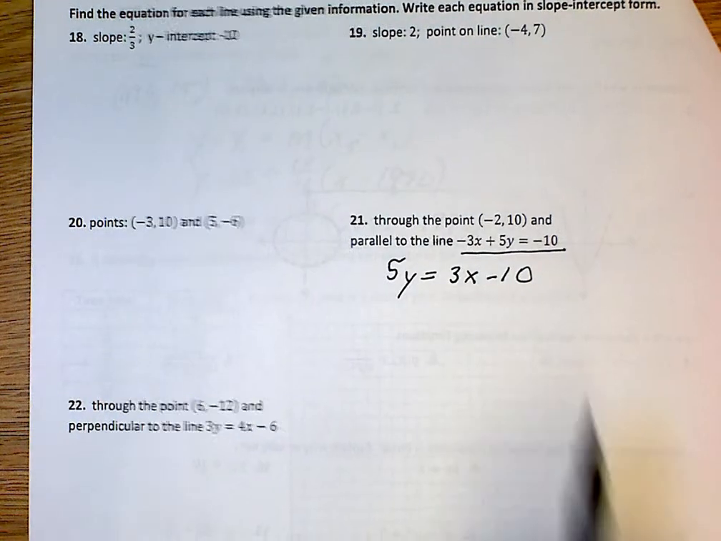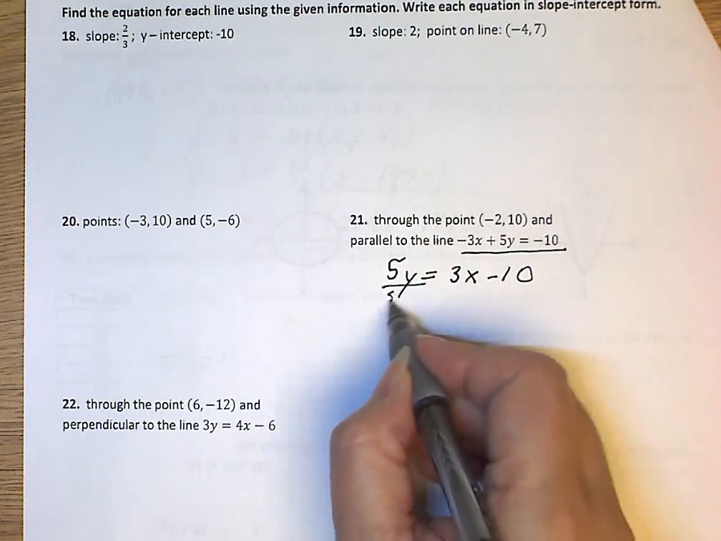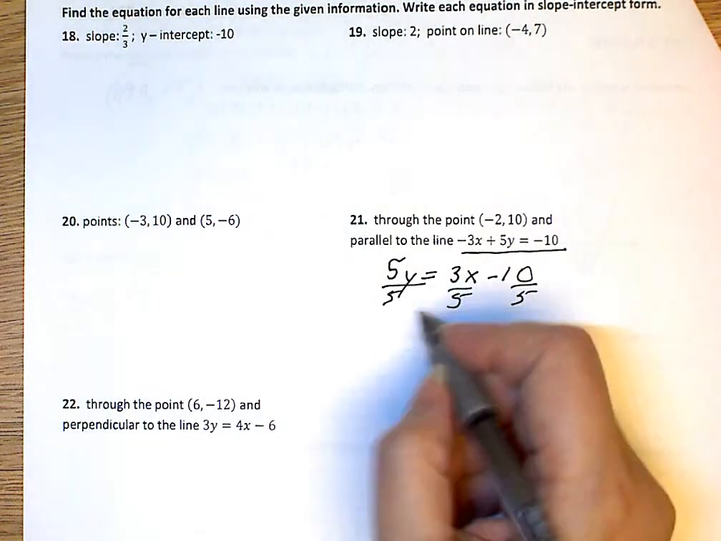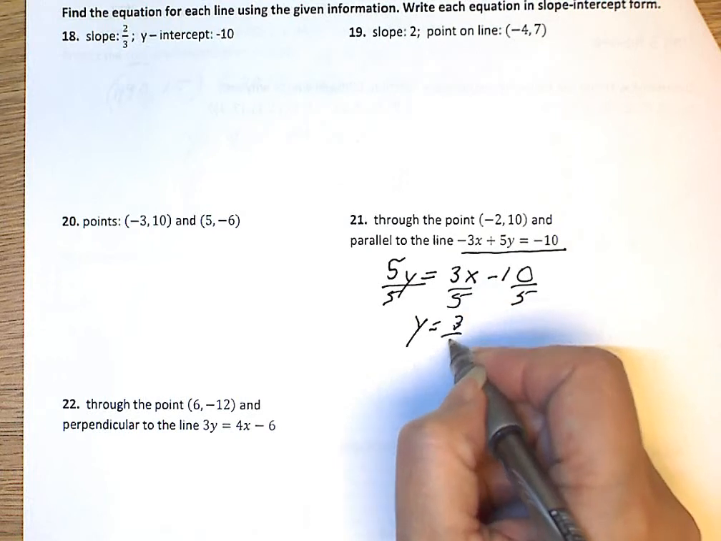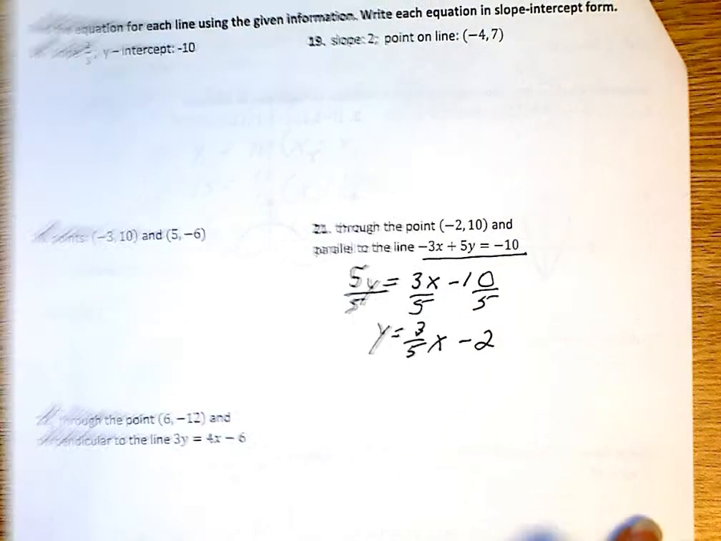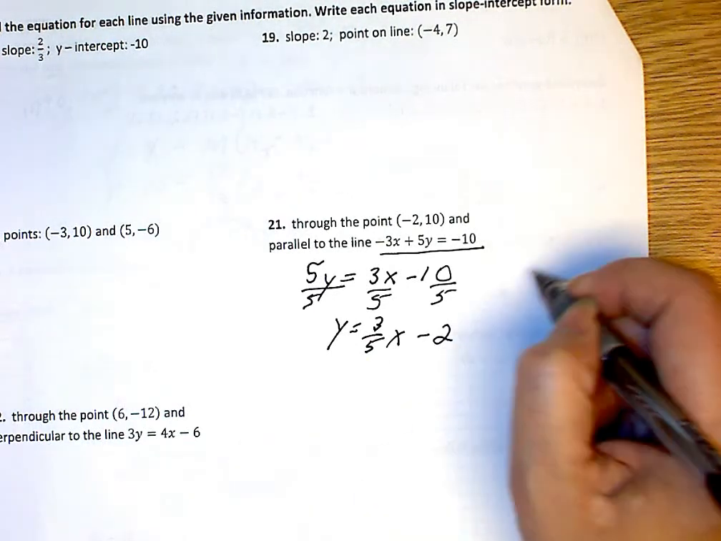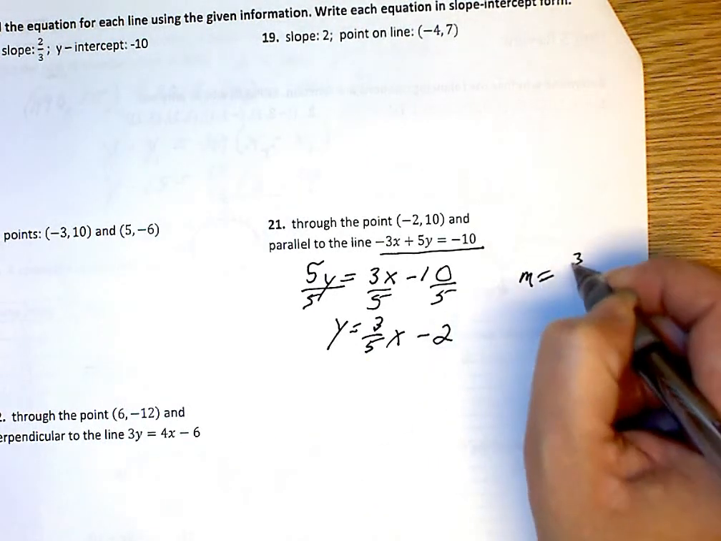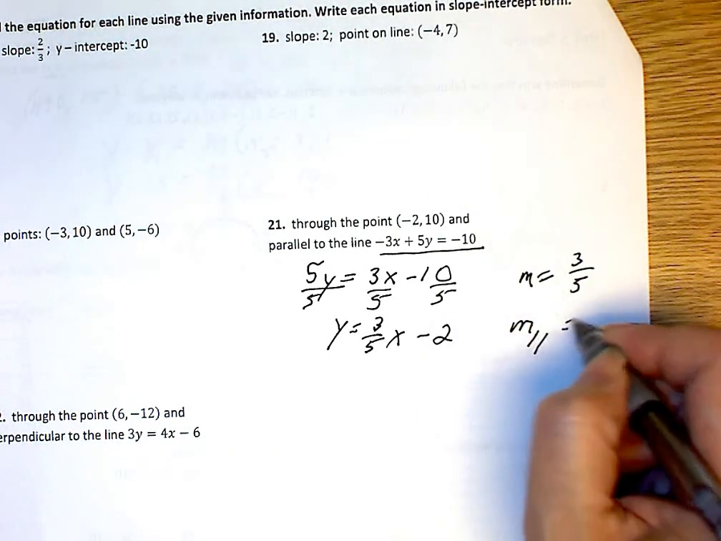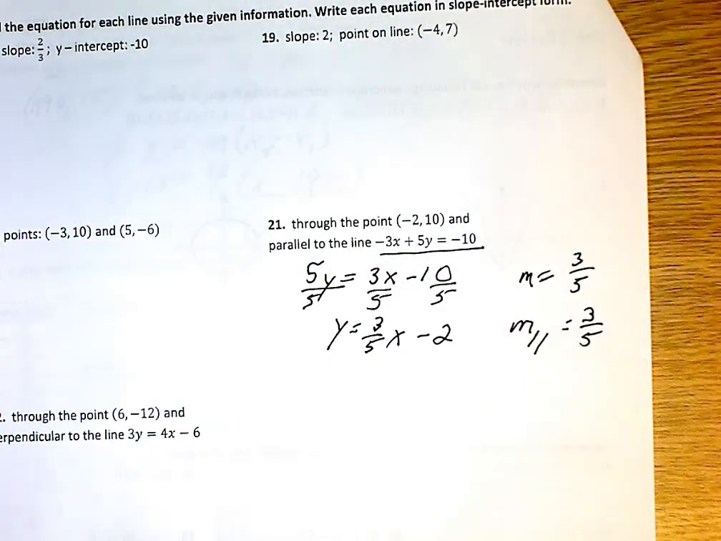Anybody question on what I did? All I did is add 3x to both sides. Then I'm going to simply divide by 5 all the way through. So I have y is equal to 3/5 x minus 2. So what is my slope on this? 3/5. What is my parallel slope? It is 3/5. Remember, parallel is same slope.